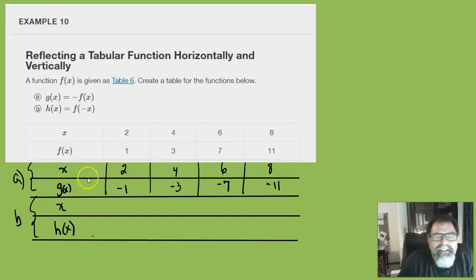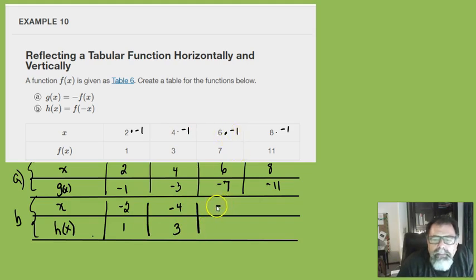There we go. Okay, so now we're going to multiply just the x coordinate, the input values, by -1, and we're going to leave the y values alone. So we get -2, 1, -4, 3, -6, 7, and -8, 11.